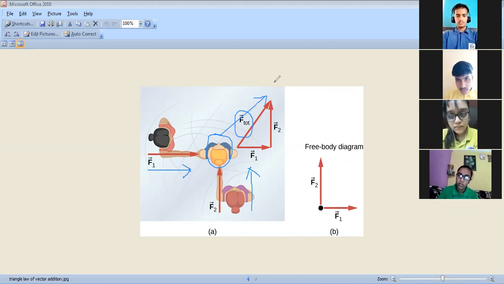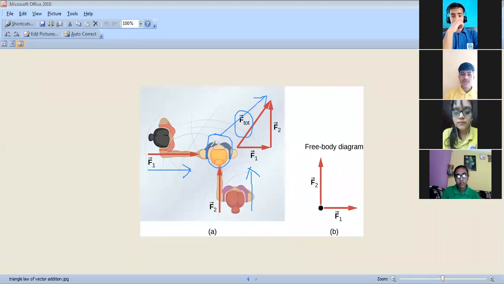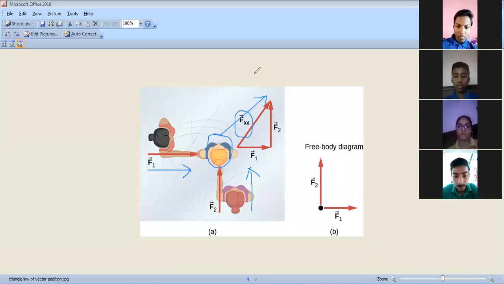When more than two forces are acting, you can find out the net force acting on any body. That is, F1 is going from negative x-axis to positive x-axis, and F2 is going from negative y-axis to positive y-axis. So the resultant force acting on this girl, who is at the center, will be in this direction. Clear? This is the application of vector addition. Did you get it clear? We will see the next example, that of parallelogram of vector addition.